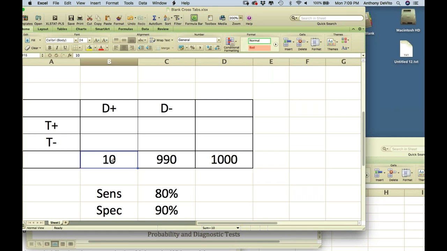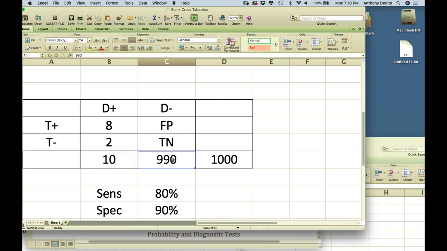So if 10 people have the disease and the sensitivity is 80%, how many people do we correctly identify as having the disease out of 10? Eight people. You got 10 people that have the disease, the test gets it right 80% of the time, so you're going to correctly identify eight people. I'm going to write in here as I do this. This is true positives, this is false negatives, this is false positives, and this is true negatives. So here, this would be eight people. And that leaves two people that have the disease that were incorrectly identified as negative.